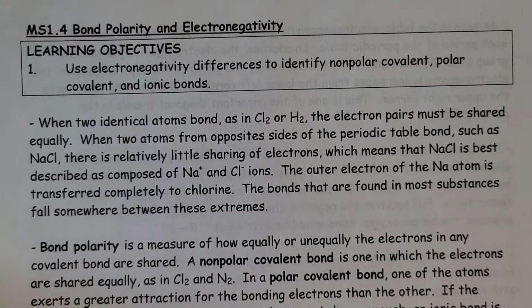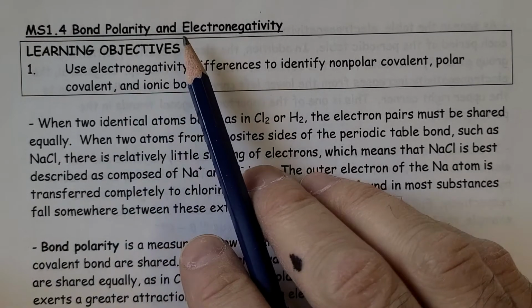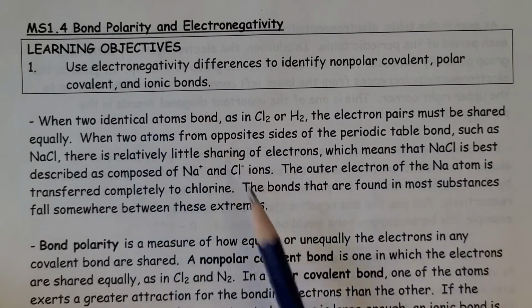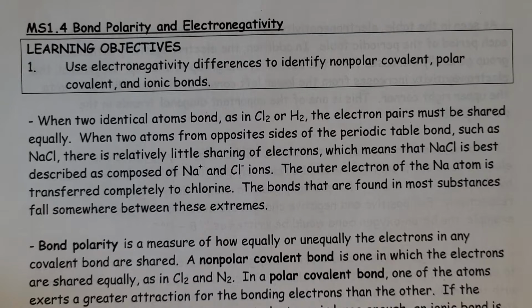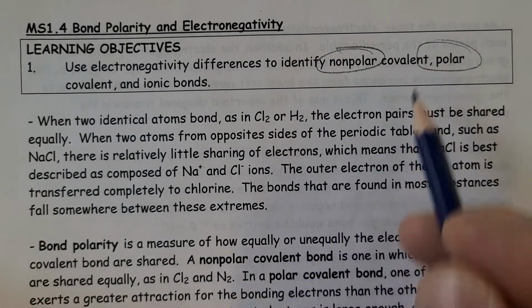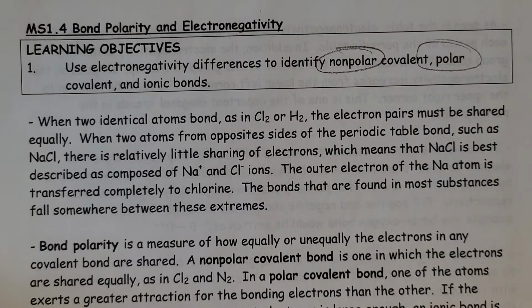Welcome back, Chemistry 30. This is the MS1.4 Bond Polarity and Electronegativity section. So here we're going to use electronegativity differences to identify nonpolar covalent, polar covalent, and ionic bonds. Up to this point we looked at ionic bonds, we looked at covalent bonds. Here we'll see that you can break down covalent bonds in terms of nonpolar or polar.